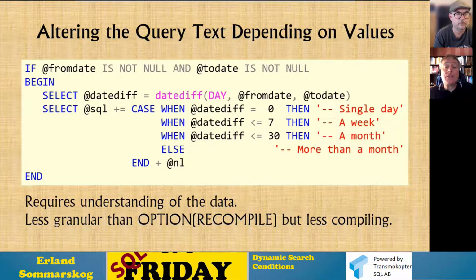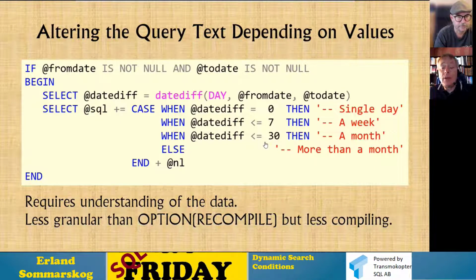Now, as you might understand, this is not exactly easy to do. You have to have some understanding of your data, and it will be less granular than using option recompile. So it could be that for some of these cases, you might still not get the best plan, but it may still be a plan that is good enough. But yes, you can still have problems.